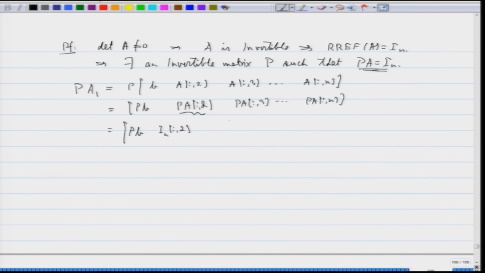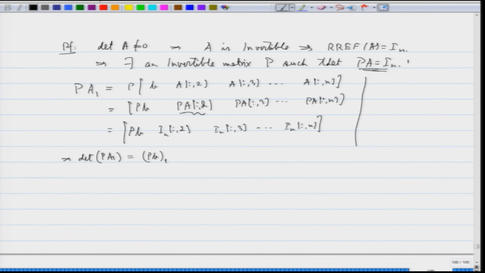This is the second column of identity, this is the third column of identity, and so on. This is the nth column of identity. So, therefore, determinant of P times A1 will be equal to, look at the 1 1 entry, the first entry of PB. Is that okay? Fine.